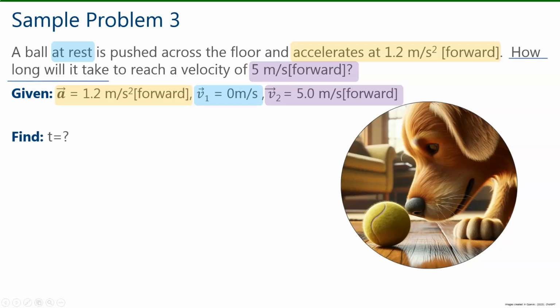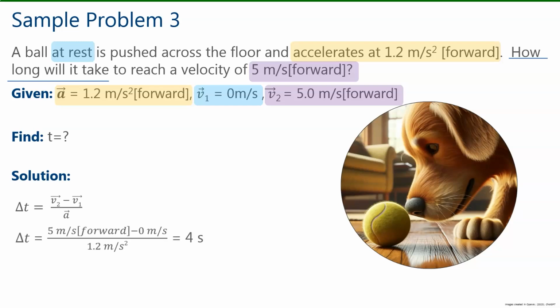And that means time. So for our solution, the first thing we'll do is write down our equation to solve for time, which is delta t equals v2 minus v1 divided by a. Next, we'll put the information we're given into our equation. We have 5 meters per second forward minus 0 meters per second divided by 1.2 meters per second squared.